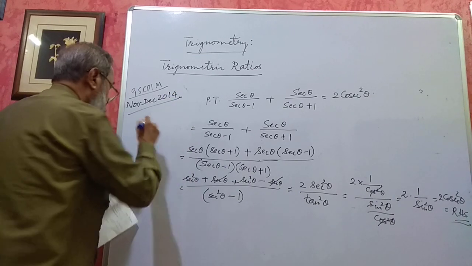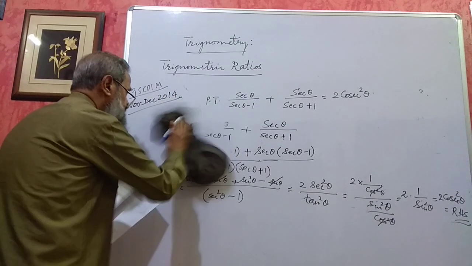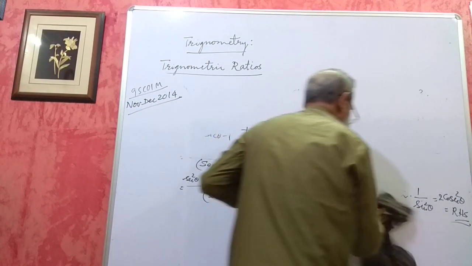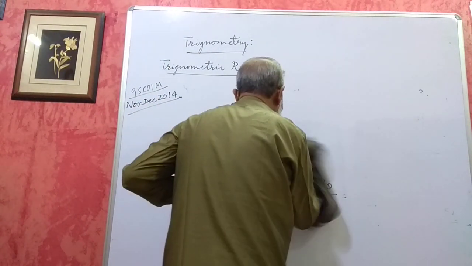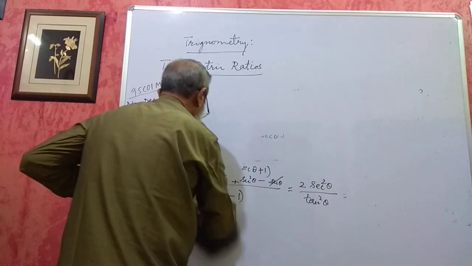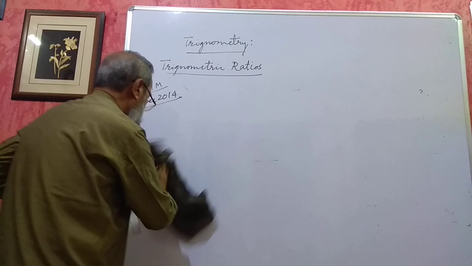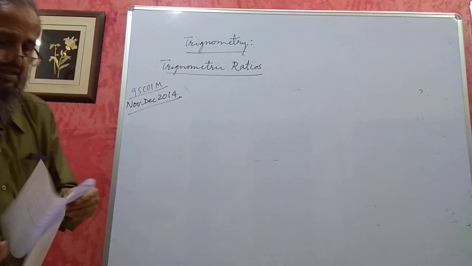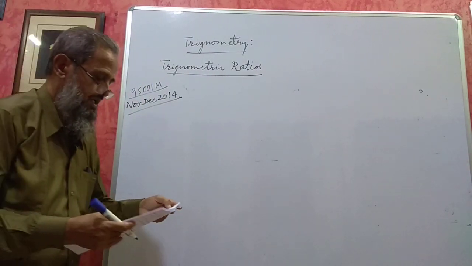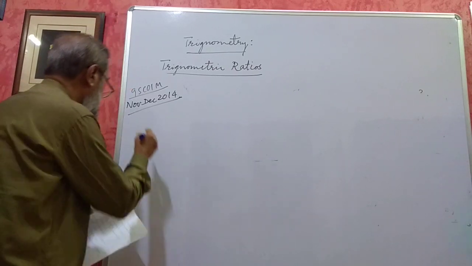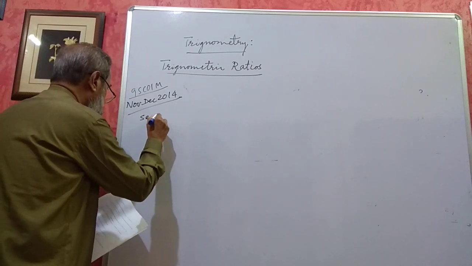November, December 2014. In 15 they have asked same questions repeated, so there is no point in repeating them. Section C, question number 2, for 5 marks.